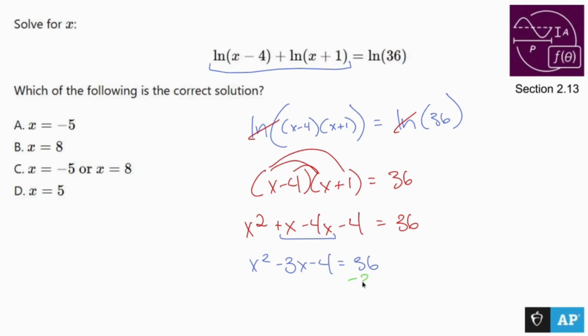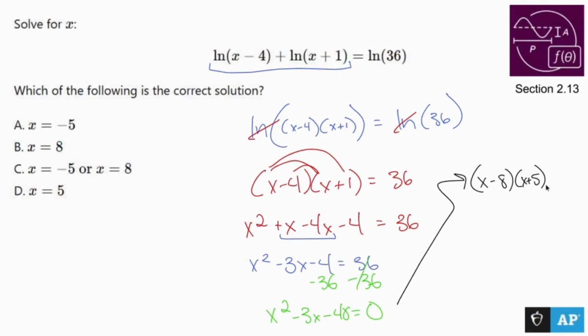Let's subtract 36 from both sides. That gives you 0 equals x squared minus 3x minus 40. Now, can this factor out? Yes, it can. Think of two numbers that add up to negative 3 and multiply out to negative 40. And you have (x minus 8) times (x plus 5) equals 0, giving me the answers of 8 and negative 5.